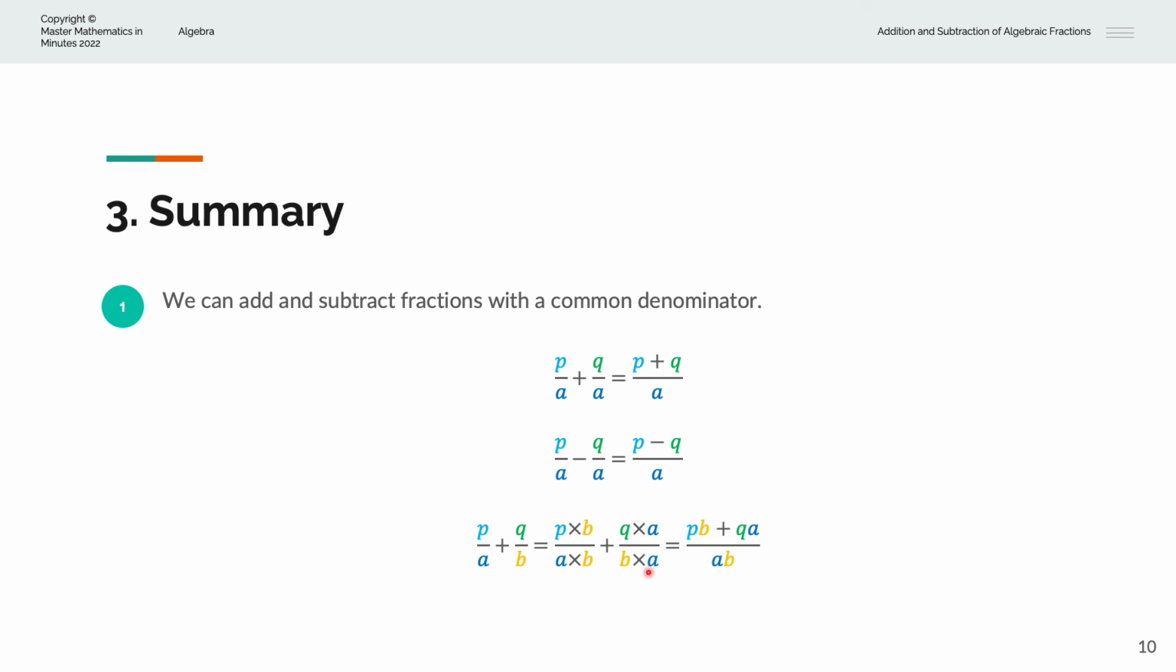So we have the same common denominator as ab. So we can sum the numerator, and that becomes pb plus qa. And similarly, for p over a minus q over b, that simplifies to pb minus qa over ab, after rebasing these two fractions with the same common denominator.